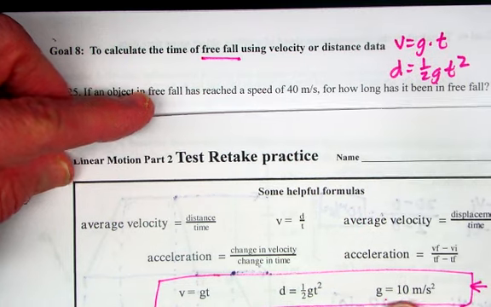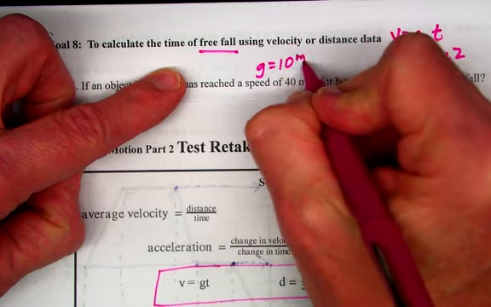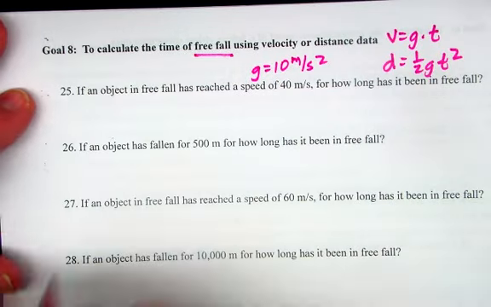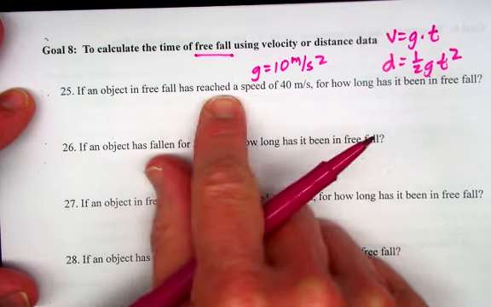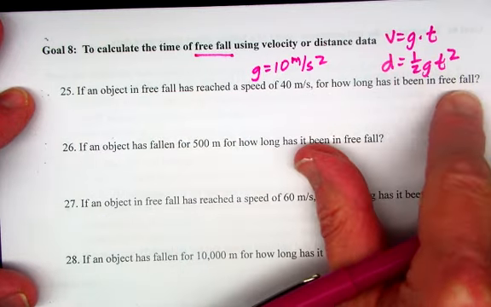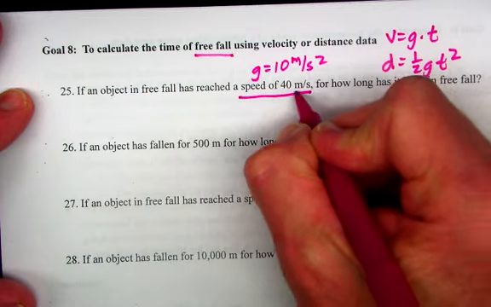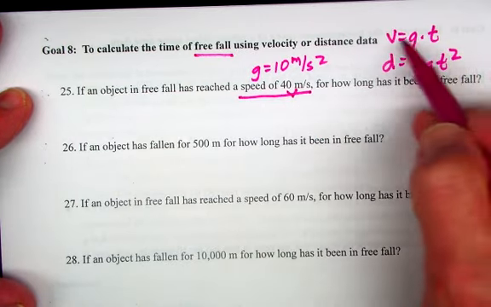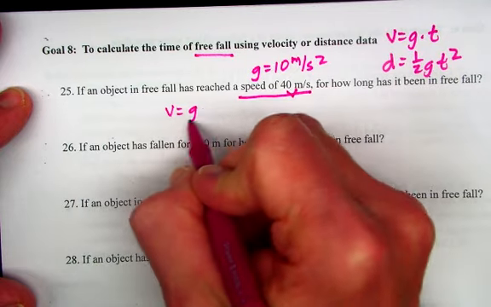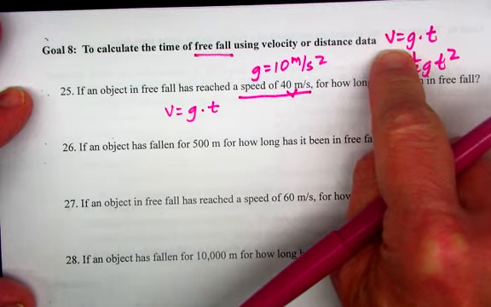And remember that g is 10. That's a constant that you'll have to remember for all of these problems. So now we're going to read the problem. If an object in free fall has reached a speed of 40 meters per second, for how long has it been in free fall? They're giving us a speed, which is a v. If you look at our choices of equation, only the first one, v equals g times t, has a velocity in it. So we're going to need to use that one.